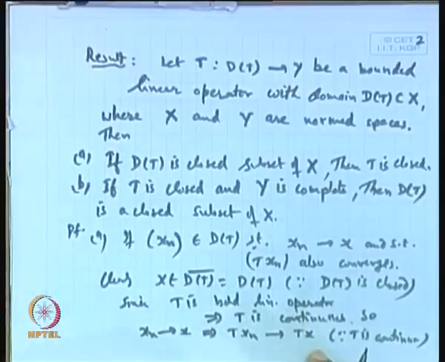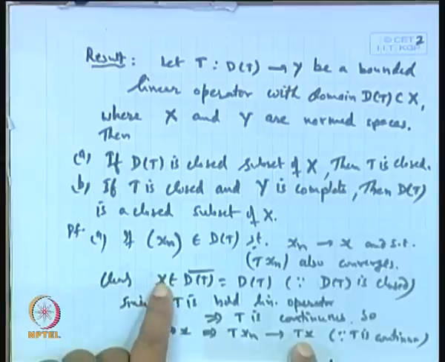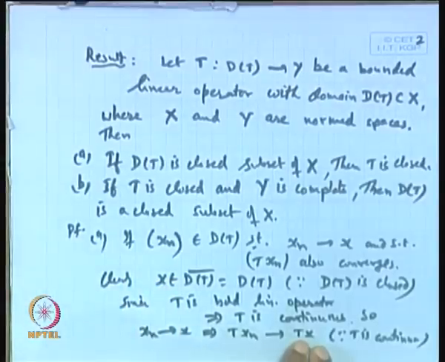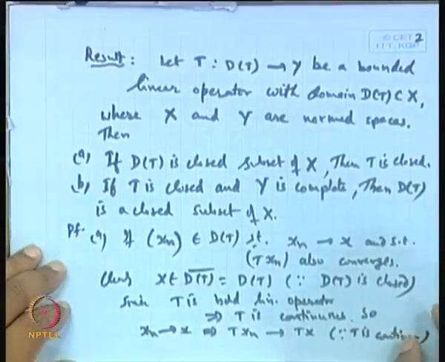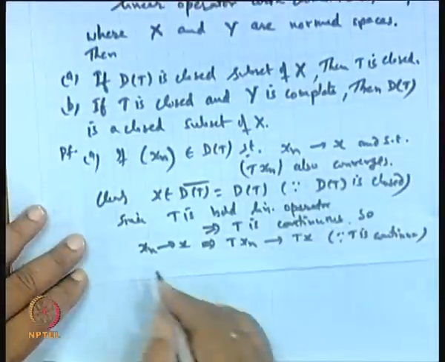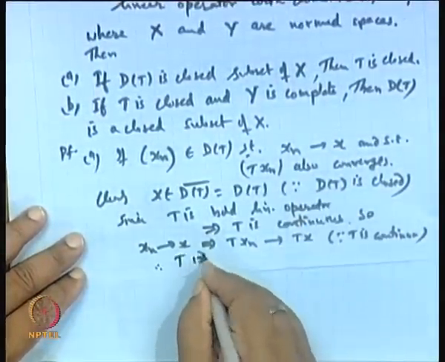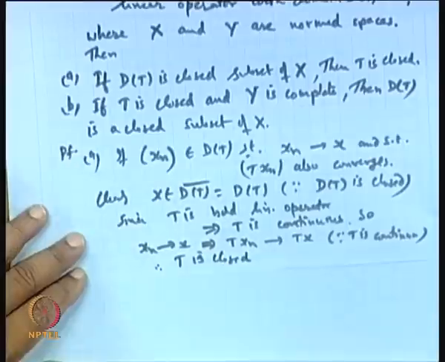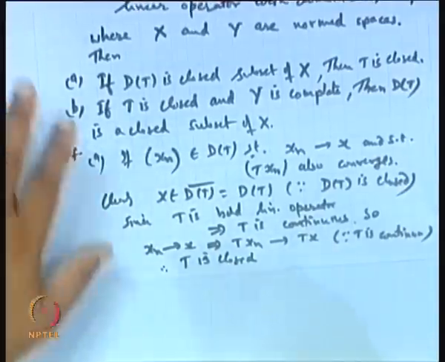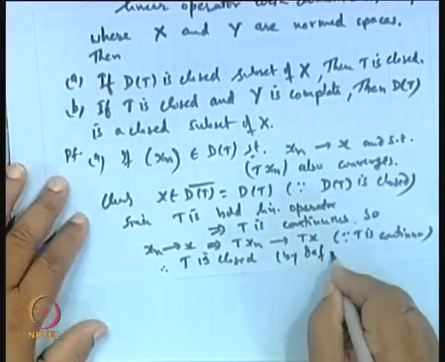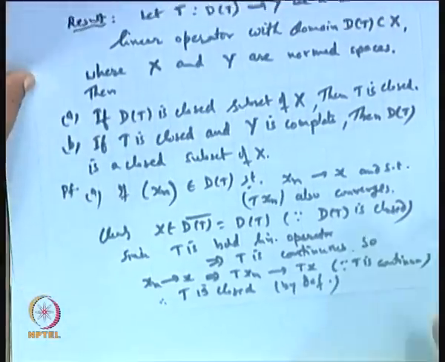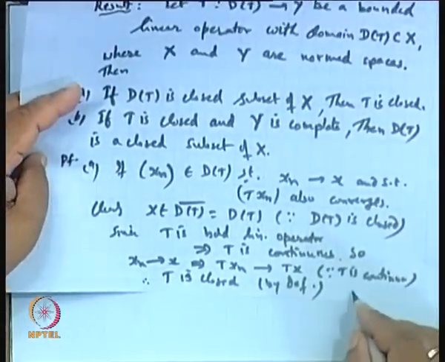Now, T x is a point in the range of T, since x is a point in D(T) and its image lies in the range. So, this shows that T x belongs to the range set, and therefore T is closed by definition. So, this is the proof. Okay.